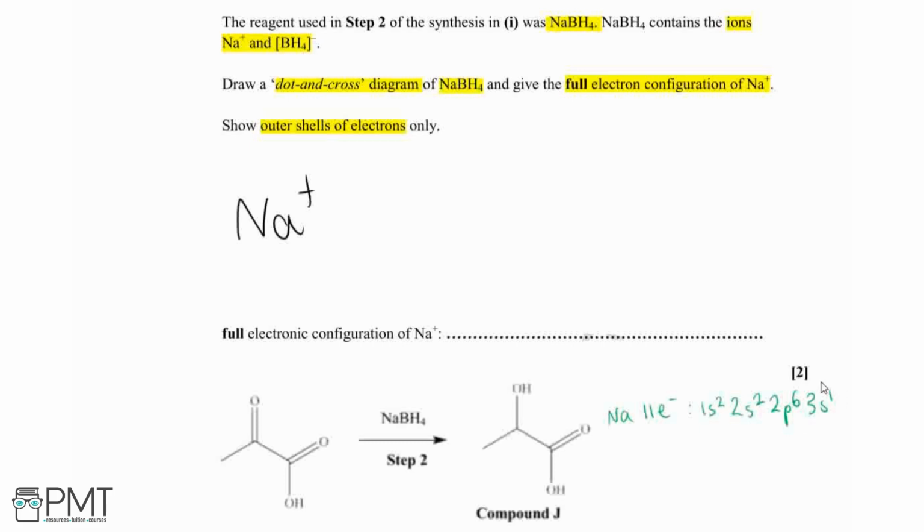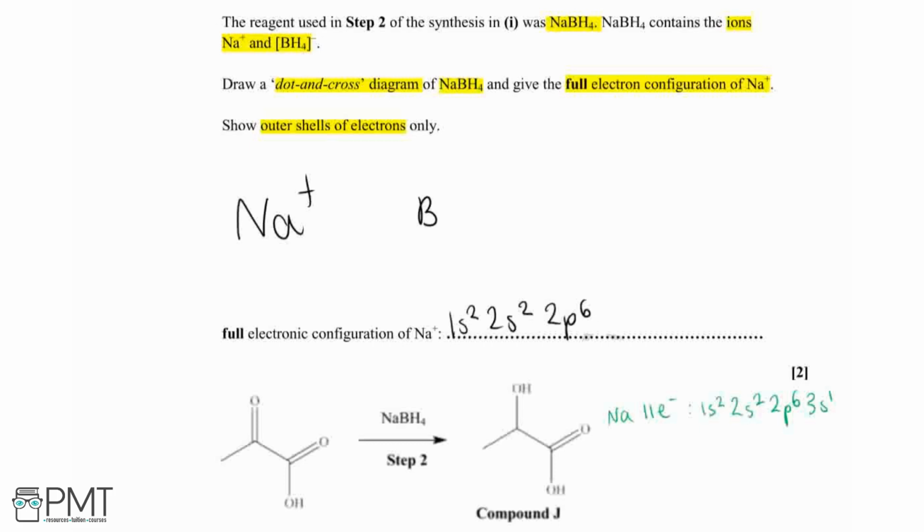So when we lose this electron to form a 1+ ion, our electronic configuration is going to be 1s2, 2s2, 2p6 only. And this electron is going to be given to the boron to form that negative ion there, because we've got an ionic bond to think about. So let's draw the rest of our dot and cross diagram now.